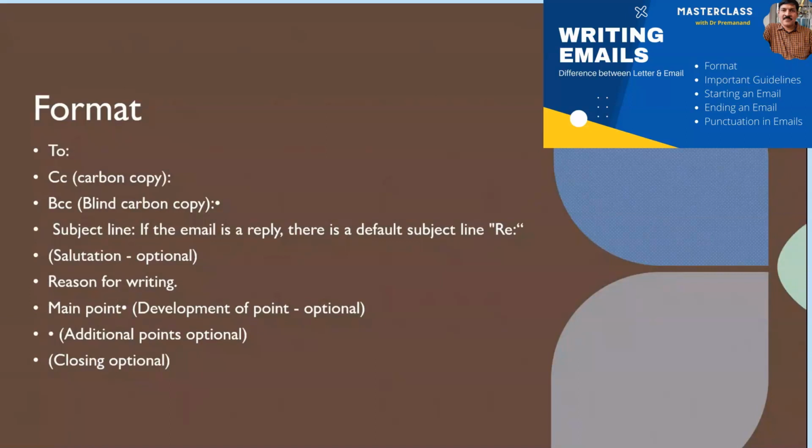Then if you have a little bit more to write, you can put it as one or two or three paragraphs. That is why: reason for writing, main point, and additional points if required. So usually emails should not be more than two paragraphs maximum. And then closing. Again, you need not close, or you have a standard closing which is there as your signature. You just add that. So that's your closing. So these are certain things that you need to look at when you format your email.